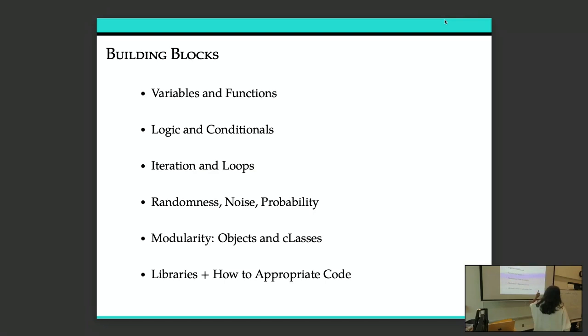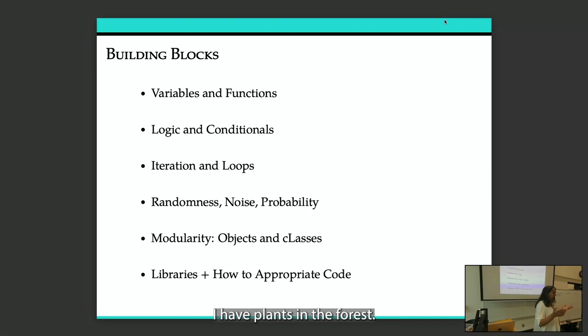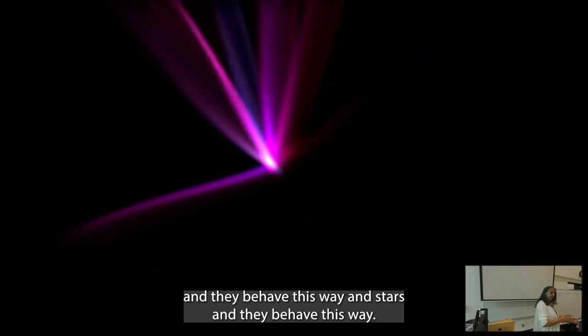The next part is modularity, which is, imagine you're modeling an ecosystem of sorts, a forest, a solar system, something like that. You're like, okay, I have a forest. I have plants in the forest. They might all be different, but they have certain types of behavior. They're mostly green. They grow a variation of heights. They have leaves, or they have branches. The branches look a little like this. There are birds, or there are flowers. The flowers look like this. Or a solar system, and there are planets, and they behave this way, and stars, and they behave this way.